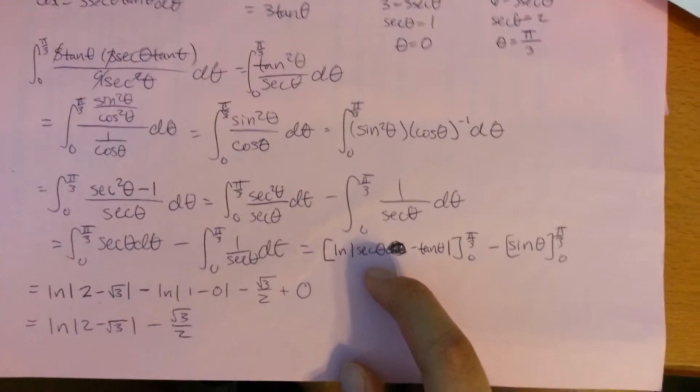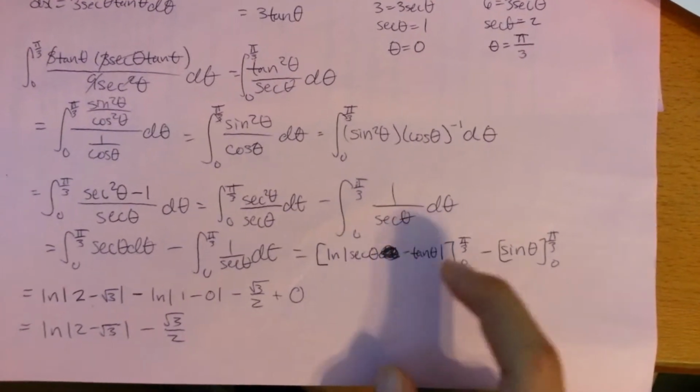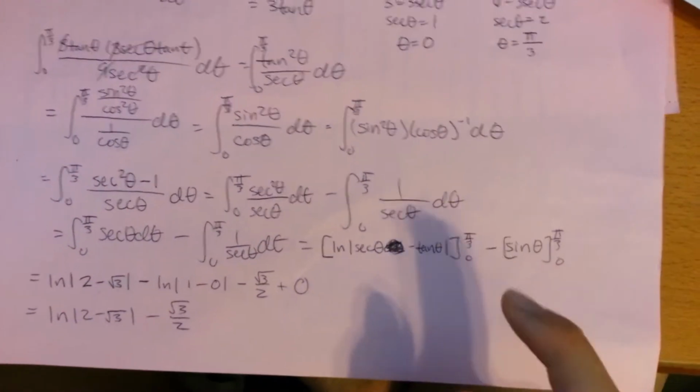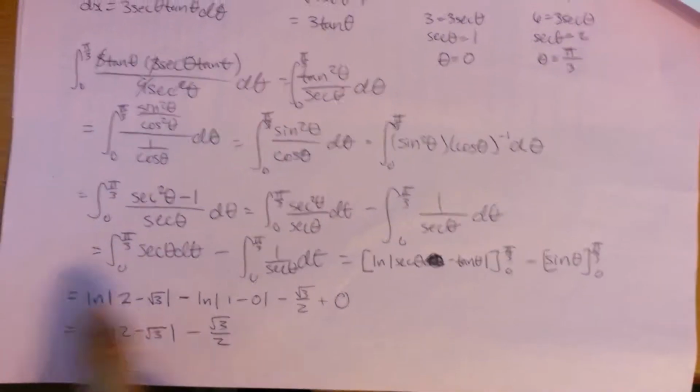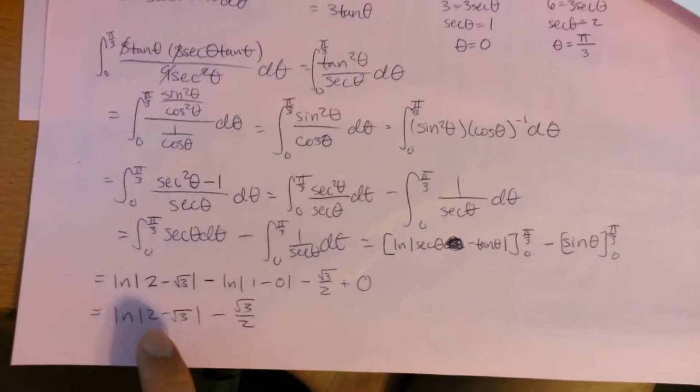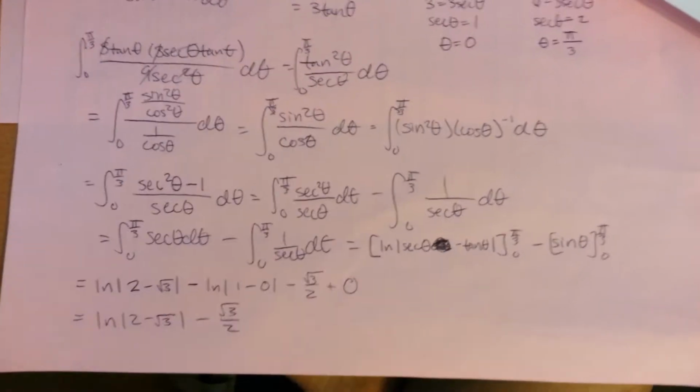which then yields this, which is ln of the absolute value of secant theta plus tangent theta, evaluated from 0 to pi over 3, minus sine theta evaluated from 0 to pi over 3. When you solve that all out, you get ln of the absolute value of 2 plus the square root of 3, minus the square root of 3 over 2.